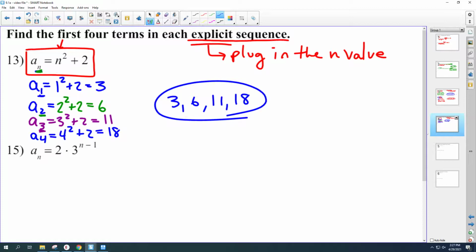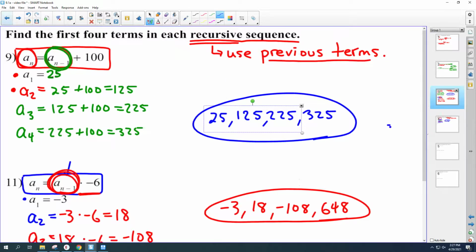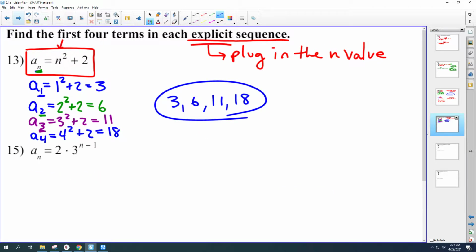Let's do another one, explicit. Now again, remember the difference between explicit and recursive. Recursive, you use the previous term. Explicit, you're going to use n. So for number 15, we want to start and find the first term. That just means we plug in 1.